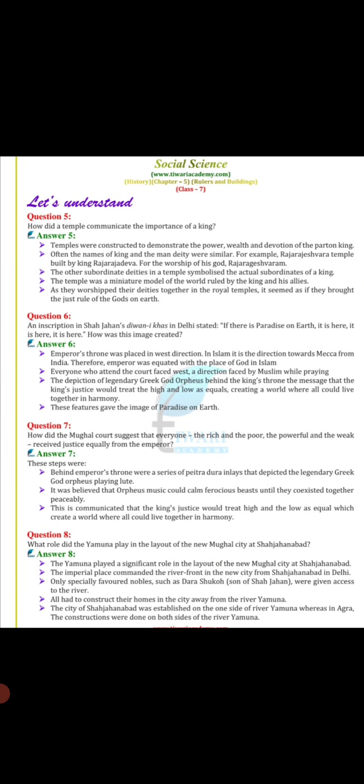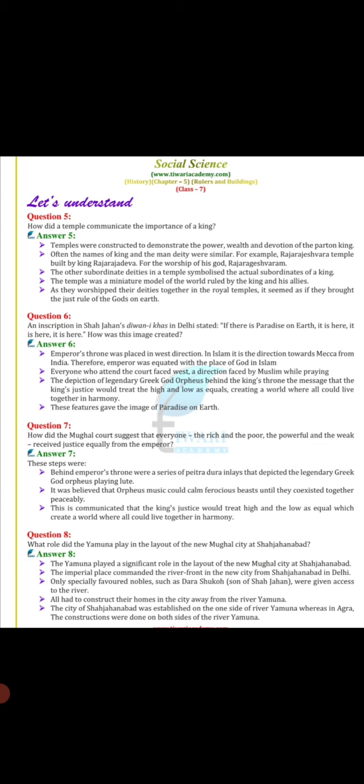Question 5, how did a temple communicate the importance of the king? Answer है temples were constructed to demonstrate the power, wealth and devotion of the patron king. Often the names of the king and the main deity were similar. For example, Rajarajeshwara temple built by King Rajaraja for the worship of his god Rajarajeshwaram.